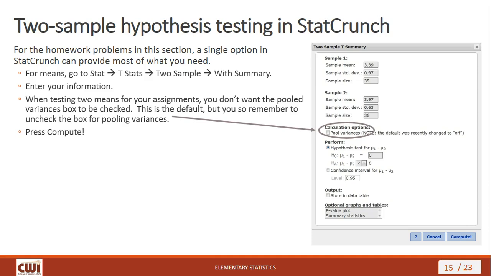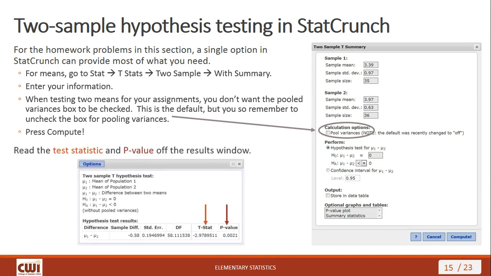Once you have all your information in, press Compute. Out comes your results window, and you can read the test statistic and the p-value right off the results window. As always, your test statistic is the next to last number listed in the results window. The p-value is the last number to be listed in the results window.